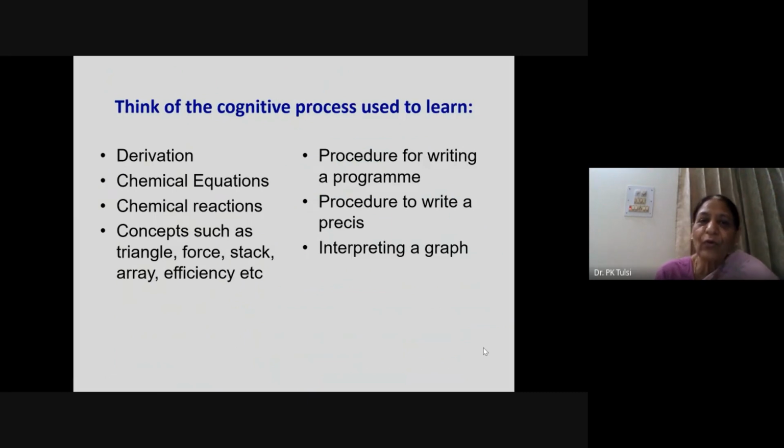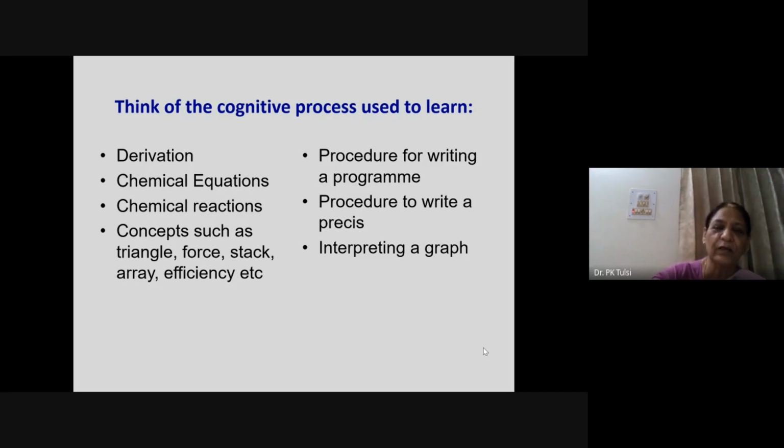When somebody has to derive a relationship between the concepts, that means he should have the understanding of those concepts. Only then he'll be able to derive the relationship. The person is going to write the equations. Then again, he needs to balance those equations and so on. Or the person is going to explain the concepts in his own words. He's not simply giving the definition of force or defining efficiency or stack or array, but an explanation in his own words, or examples of these concepts are asked for.